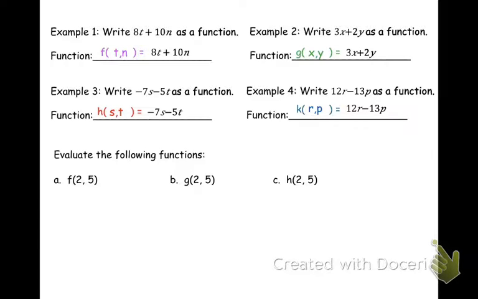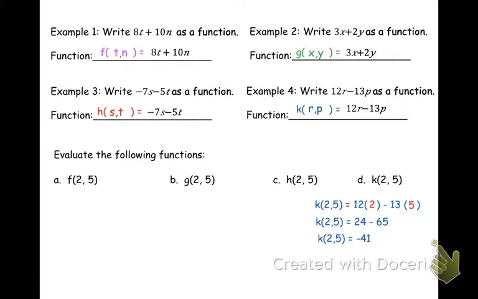we're going to substitute k of 2, 5. And now we're going to make sure the R is a 2 because it's the first letter, and P is a 5, which is the second letter. So we're going to plug in a 2 and a 5 in their correct locations, multiply, 24 minus 65, and then combine, in this case subtract them, we get negative 41. All right, so that's kind of how functions work with evaluating when you have two variables. Just make sure you plug in the right letter in the right number into the correct variable.